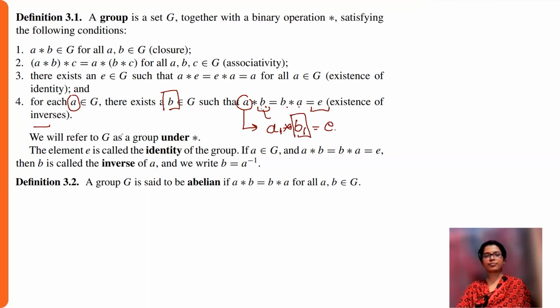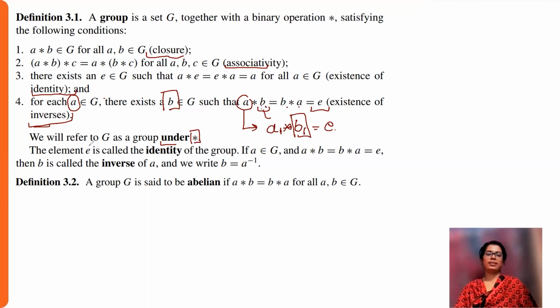Okay. So these four conditions, what are the four conditions? We have the closure, we have the associativity, we have the existence of identity, and we have the existence of inverse. So if these four properties are satisfied by the group G or by the set G, in that case, we say that this will form a group under the operation, which is the star operation.